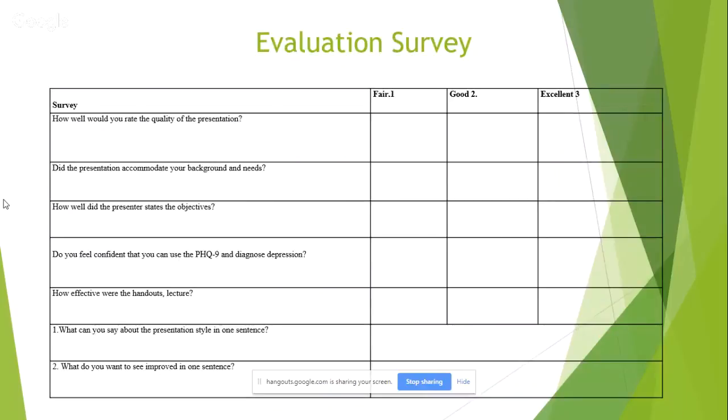This is an example of the evaluation survey that the learners will use to evaluate my presentation. My questions will be: how well would you rate my presentation? How did my presentation accommodate your backgrounds? How well did the presenter state the objectives? And at the end, I asked 2 open-ended questions, just to let them say what they feel regarding my presentation.